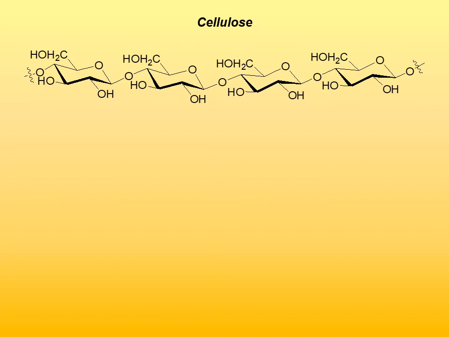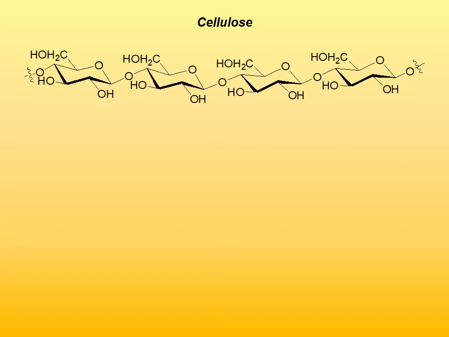Cellulose, on the other hand, is a structural, not a nutritional carbohydrate. It is also, of course, a homopolysaccharide of glucose, but it has beta 1,4-glycosidic bonds. So it's a beta 1,4 linear polymer of glucose. It is the main constituent of plant cell walls.